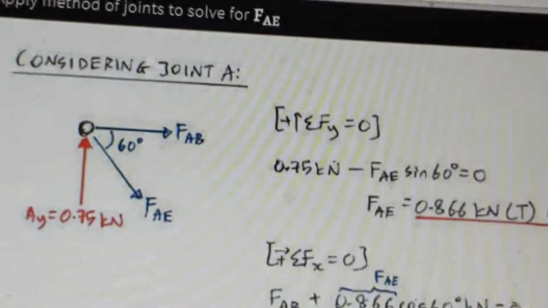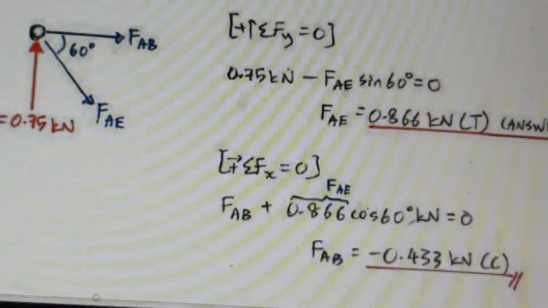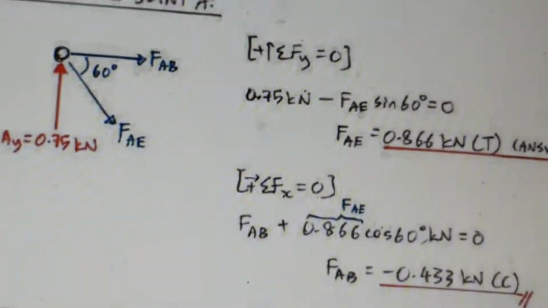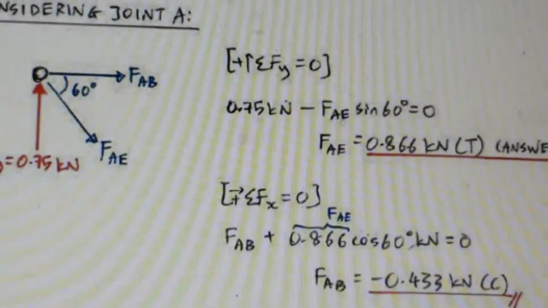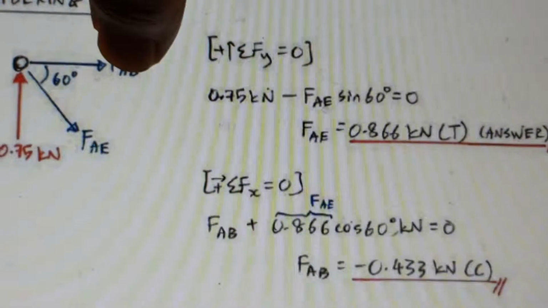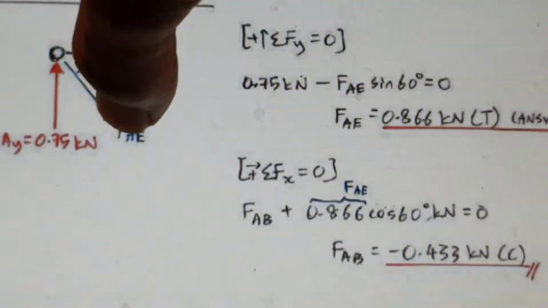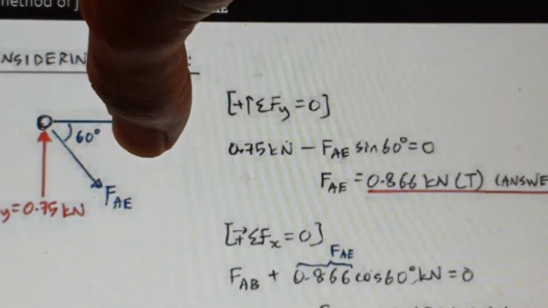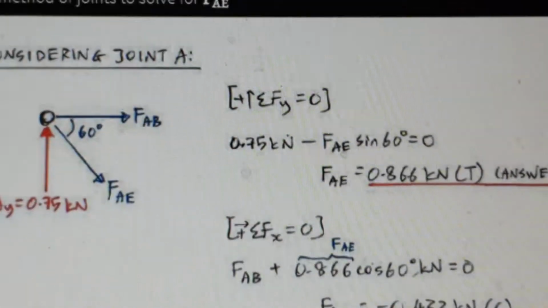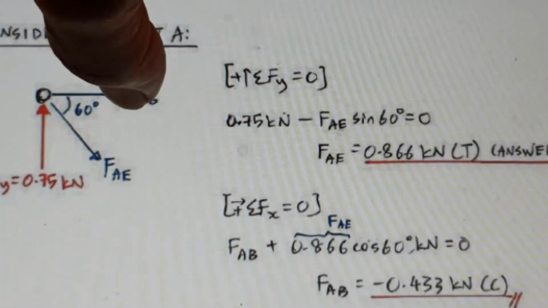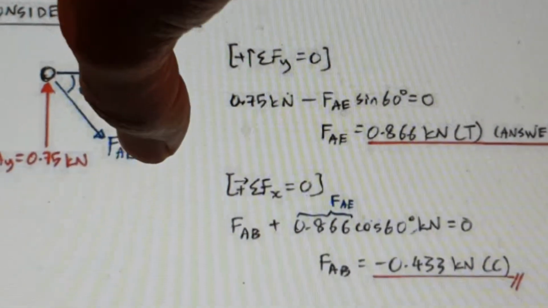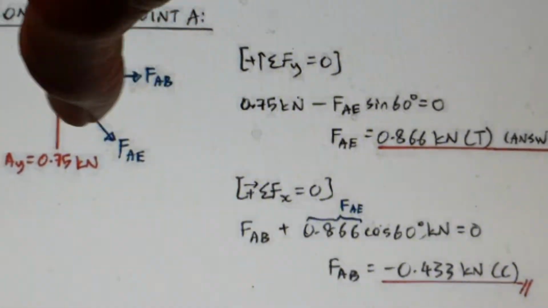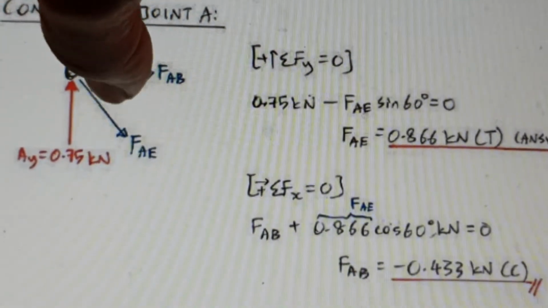So what is the best method? The best method for this is not to find summation of forces in x equal to 0, because you're going to make it hard. FAB is in the x, and FAE is also in the x. So the best is to find summation of forces in y equal to 0. Because here, this is y, and this is y. This is not y. So let's do summation of forces in y equal to 0 now.